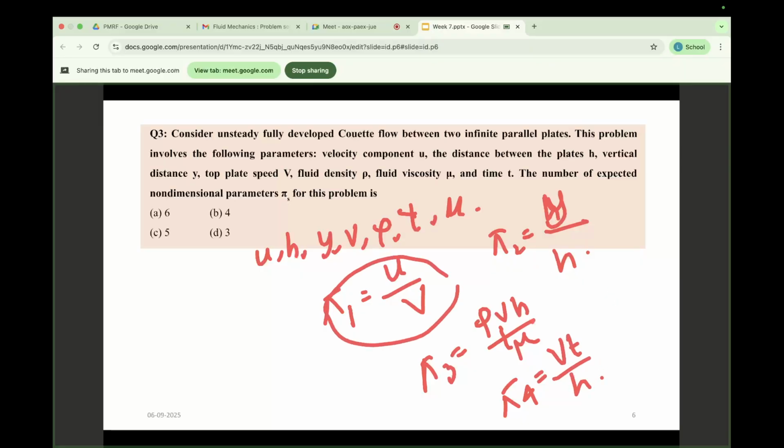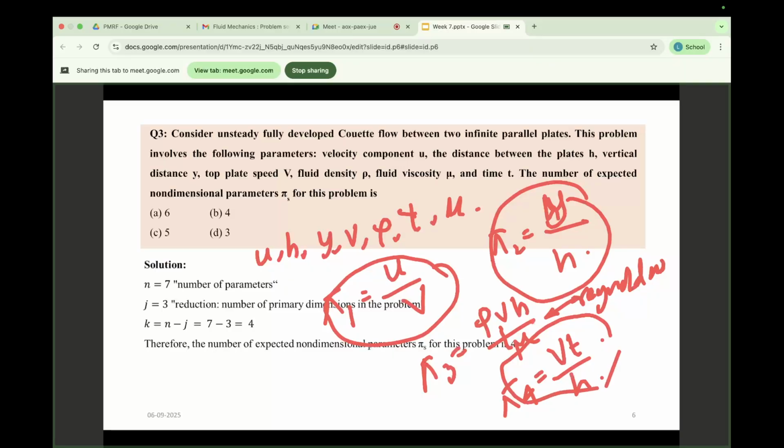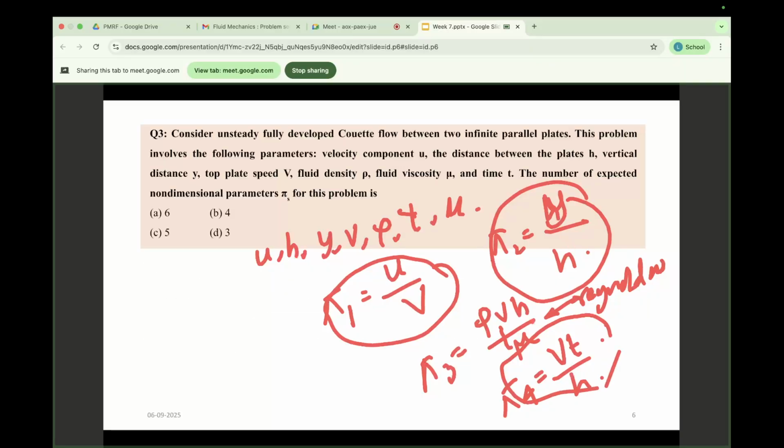First is a non-dimensional form of velocity. Next is variable height by total height, so it is also a non-dimensional form. Next is rho v h by mu. This is exactly the Reynolds number. And this is the velocity into time divided by height, another non-dimensional form. So there are 4 pi's, and that's why the correct answer is option B, 4.